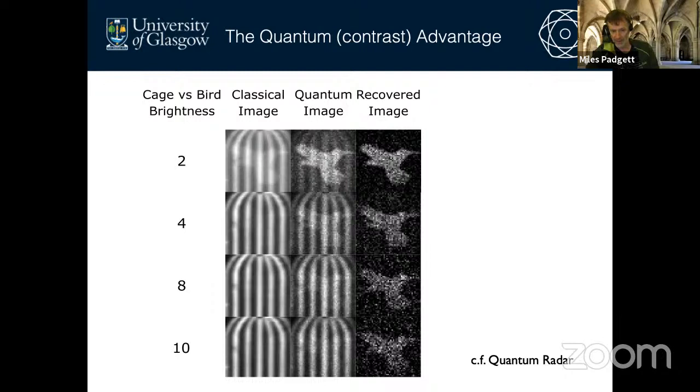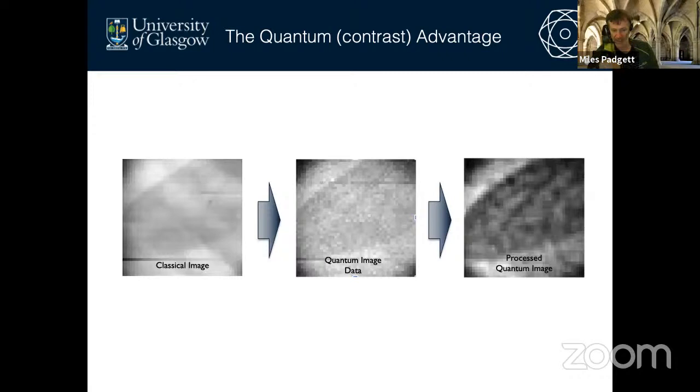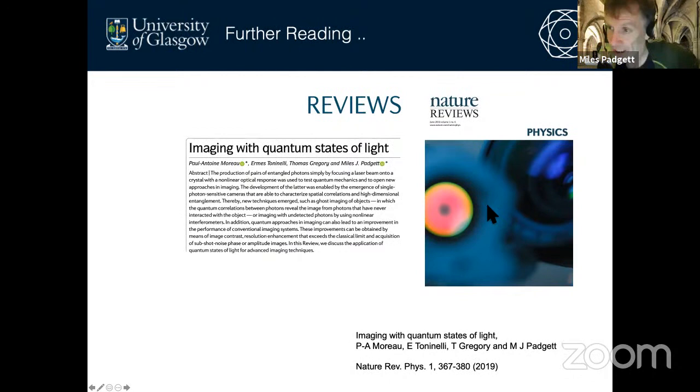I'm doing the same thing here, just with a high level of thermal noise on the camera. This is actually a wing, another wasp, sadly lost to the cause. Looking again on the left-hand side, this is the raw image from the sensor, but then applying the AND operation from the idler beam, I recover an image with much higher contrast on the right-hand side. So that's the end of my second lecture.